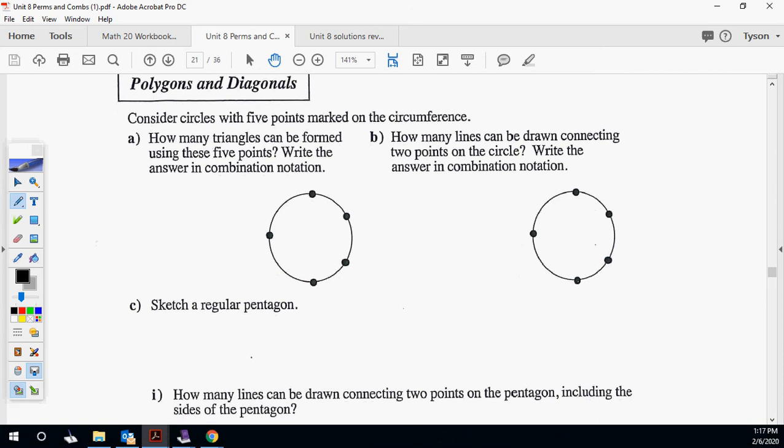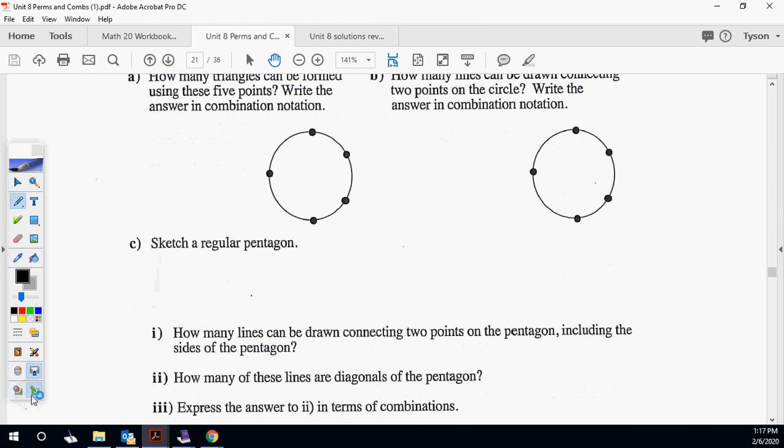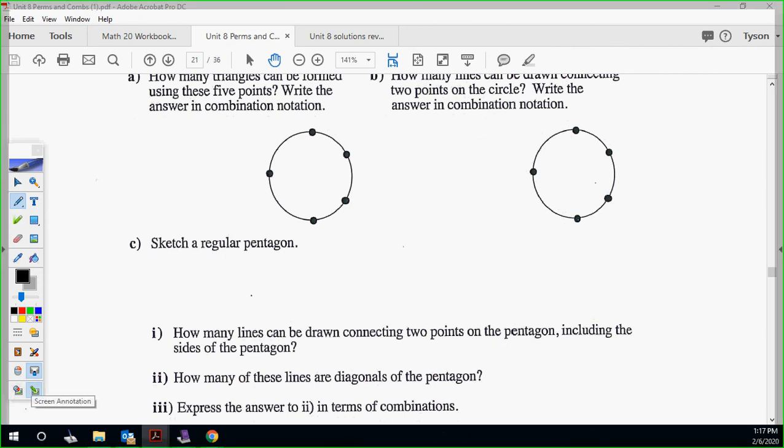All right, polygons and diagonals. So a little bit of geometry with combinations. Consider a circle with 5 points marked on the circumference. Circumference, remember, is the distance around a circle, if you forgot. How many triangles can be formed using 5 points? Write the answer in combination notation. So your question is, how many points are there? How many points do you need for a triangle? 5C3. Okay, so there's 10 possible triangles. Okay?